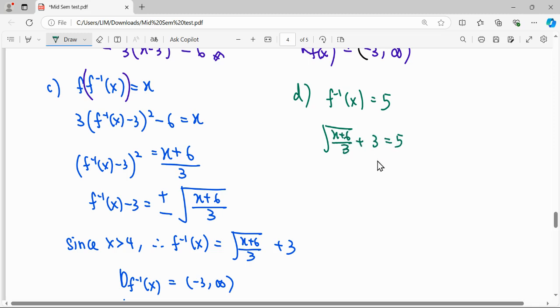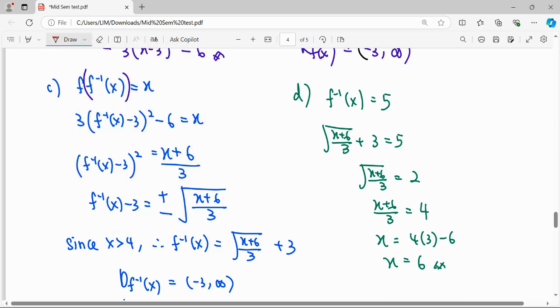Then we simplify here. Move the 3, we get 2. To remove the square root, we square both sides, so we get 4. So this x will be 4 times 3 minus 6. So here we have 6.